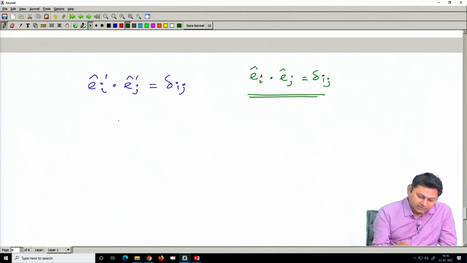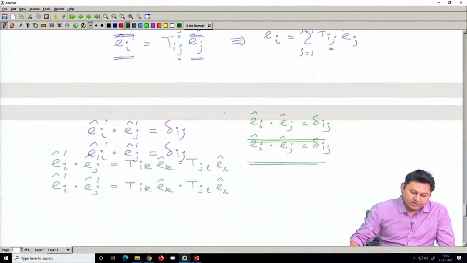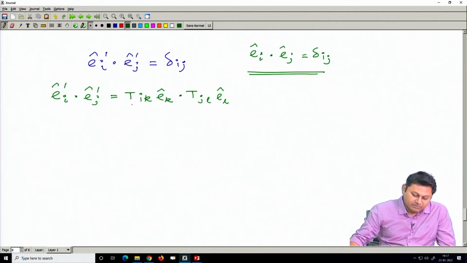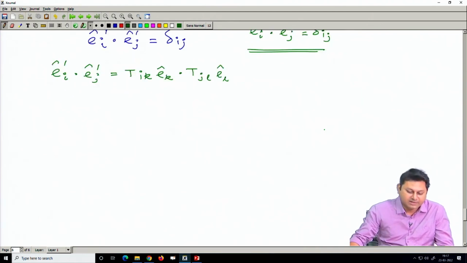So I just put this value here. What value am I having? E_i prime dot E_j prime, that is T_ik E_k, because I am writing, and then dot T_jl E_l, because this is the transformation I am using, whatever transformation is written here. So prime with non-prime, when I write it in terms of this matrix T_ij. The goal is to find out the properties of this T matrix.